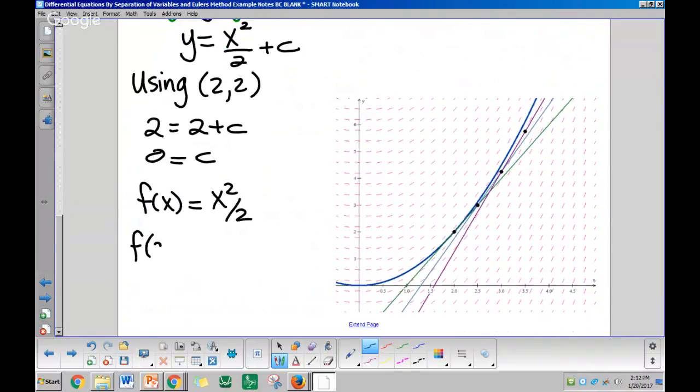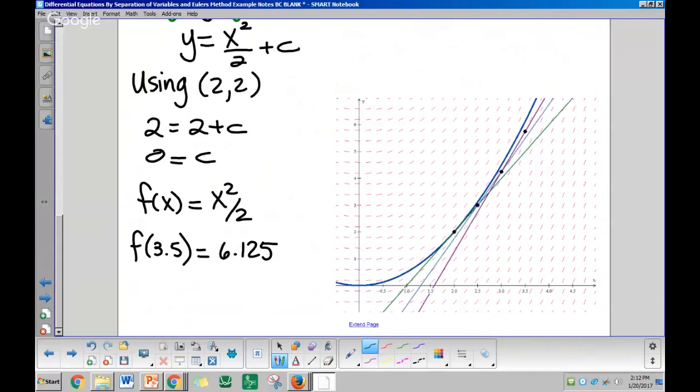So f of 3.5. Can somebody please do that on the calculator for me? How close were we? I mean, 5.75, and we only took the answers off by 0.5.